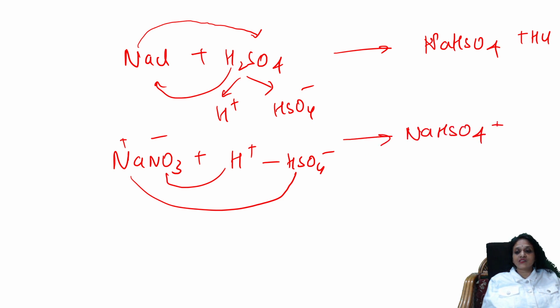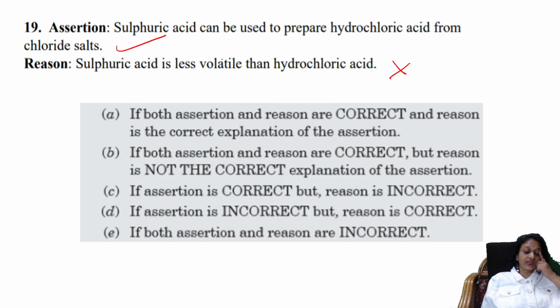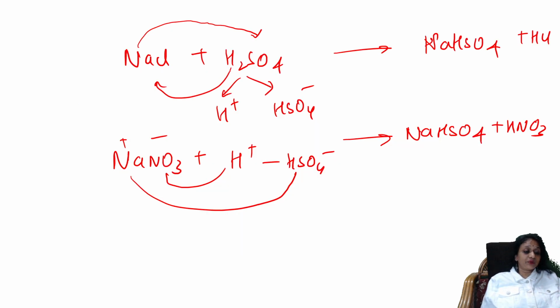NaHSO4 plus HNO3. Now see, students, what did they give me? Assertion: sulfuric acid can be used to prepare hydrohalic acid from chloride salts. Yes, I can prepare hydrohalic acids from chloride salts. Assertion is right.